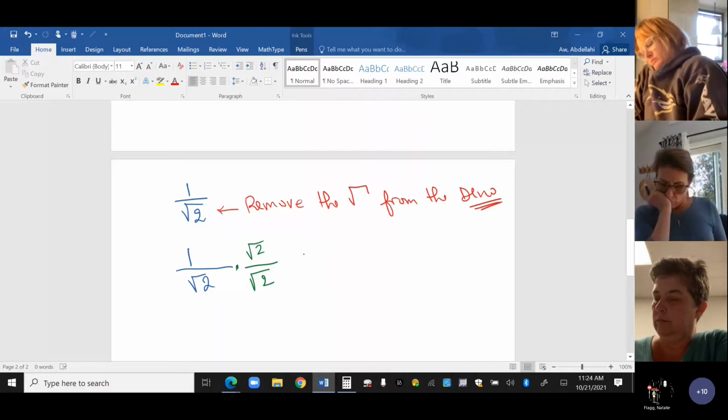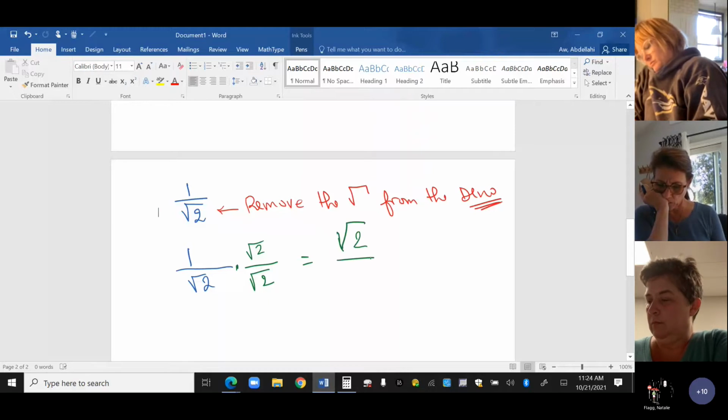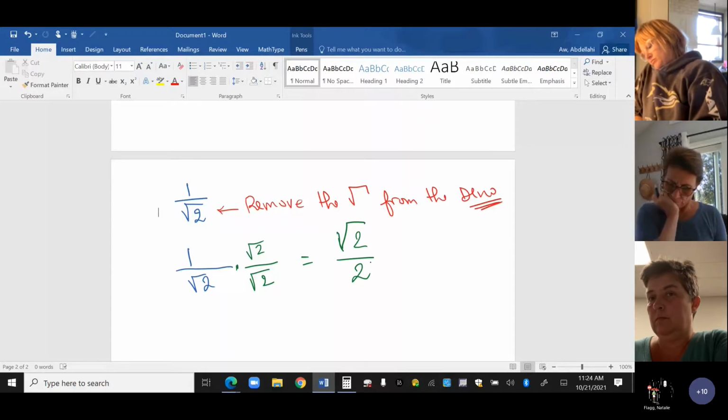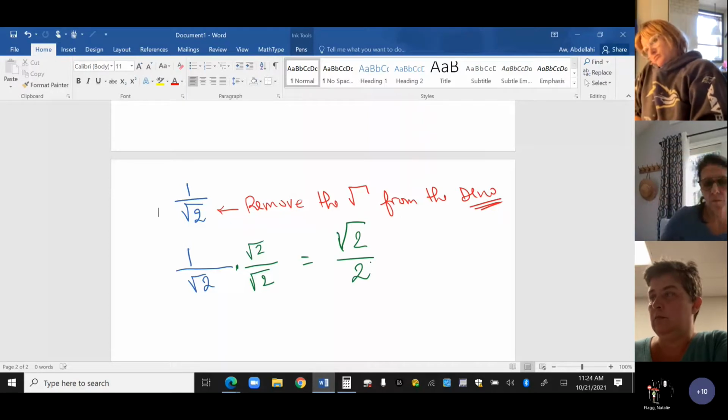Okay, so this will be √2 over 2, right? You see now my new denominator is free of square roots, so my new denominator is a rational number. This is what I wanted. But can you see what happens here?